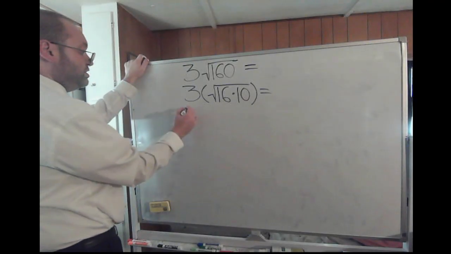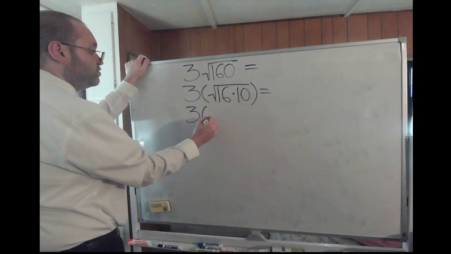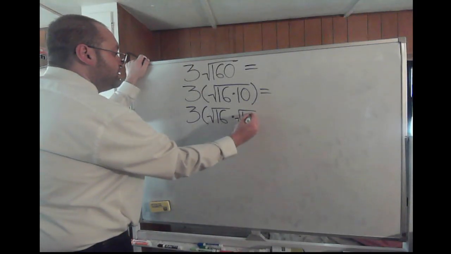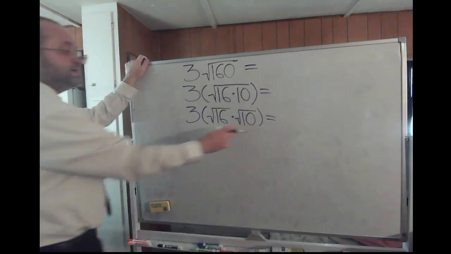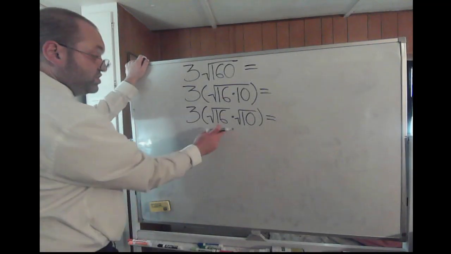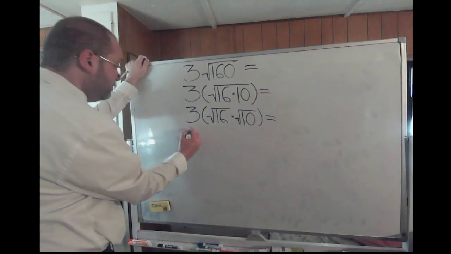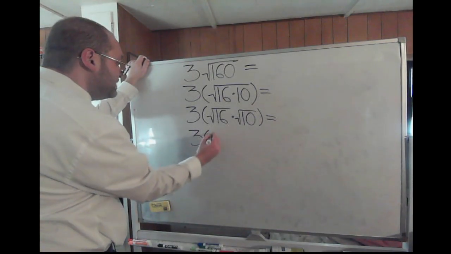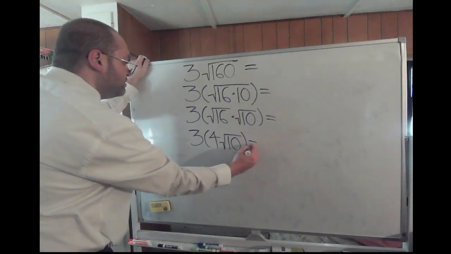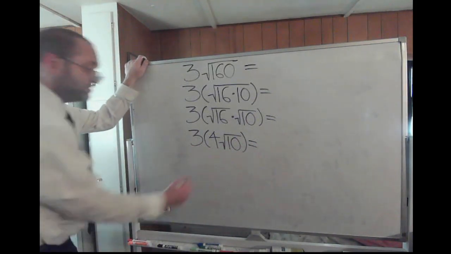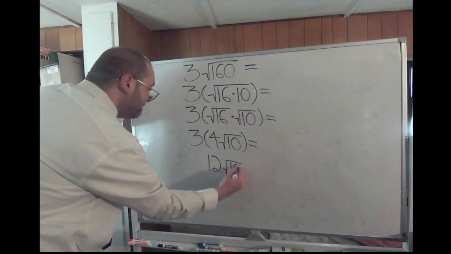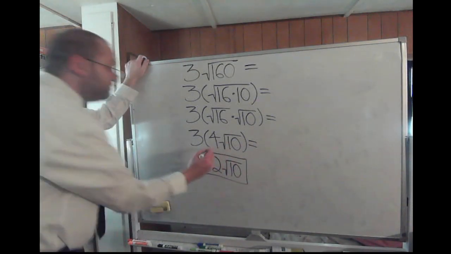Now this separates into 3 times the quantity of the square root of 16 times the square root of 10. As we know, 10 is not a perfect square, nor are any of the factors of 10, but the square root of 16 is a perfect square, it's 4. So you'll end up getting 3 times the quantity of 4 times the square root of 10. All that's left now is to multiply 3 times 4. You'll end up getting 12 times the square root of 10. And that would be your answer.